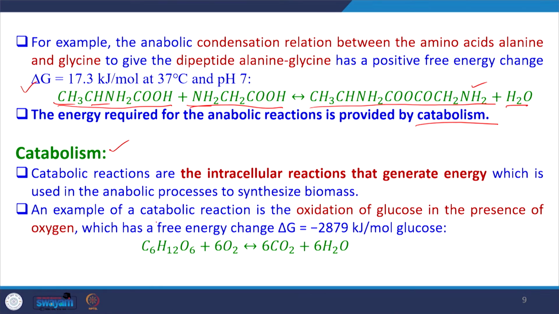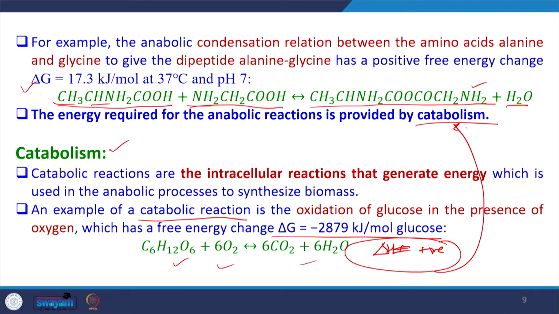So, for example, a catabolic reaction is the oxidation of glucose in the presence of oxygen, which has a free energy change like this, and the reaction can be represented here, and we can easily see that delta H will be highly positive for this reaction, and this energy will go from this particular reaction to this reaction where the energy will be utilized in the anabolism reactions.